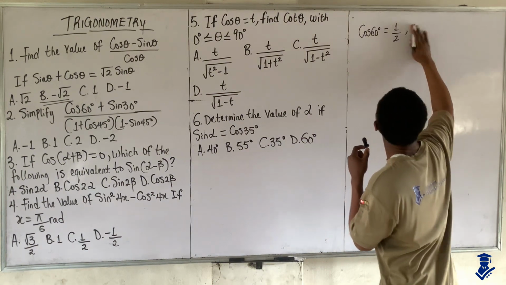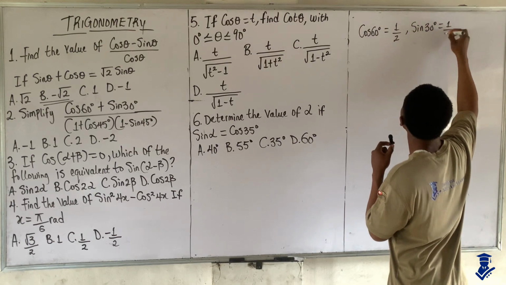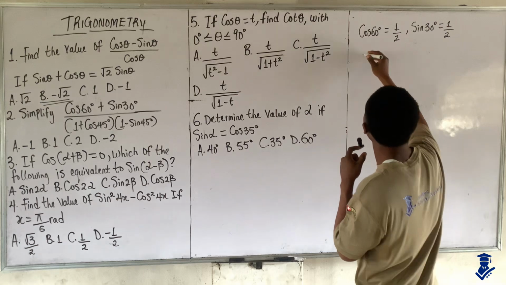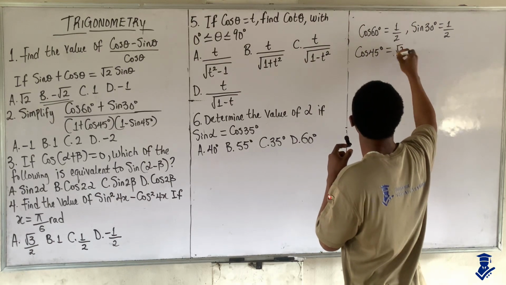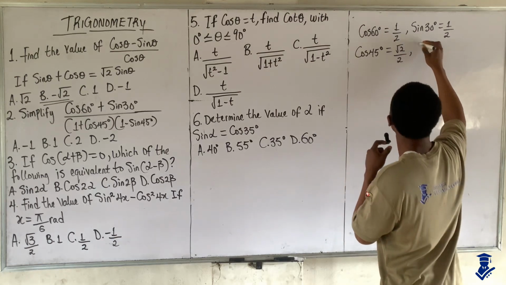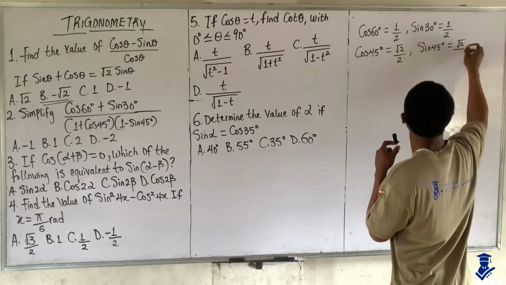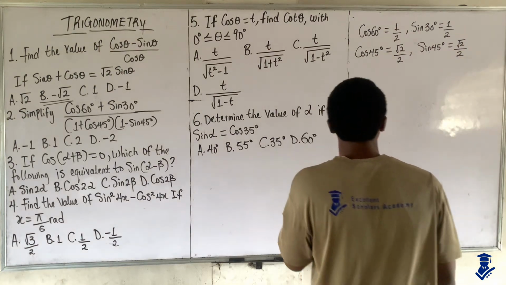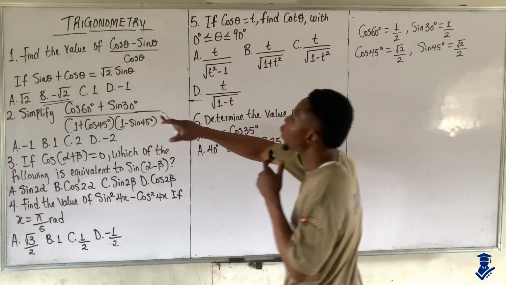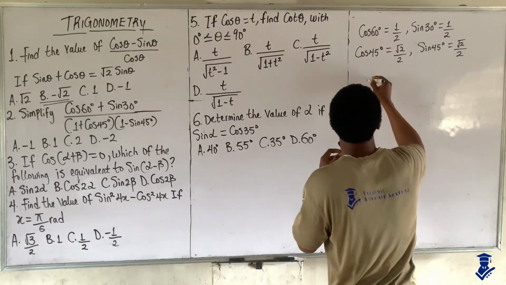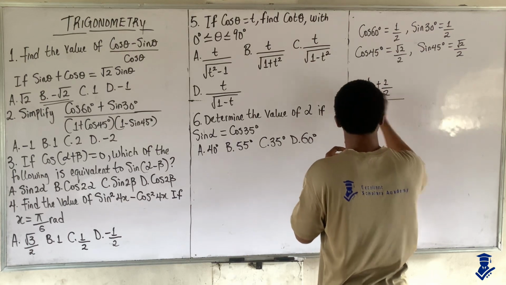Now, sine 30 degree is also 1 over 2. All right. And cos 45 degree is root 2 over 2. Sine 45 degree is also what? Root 2 over 2. All right. So what are we going to have? It becomes what? That we have cos 60 plus sine 30. So it becomes what? 1 over 2 plus 1 over 2 over.